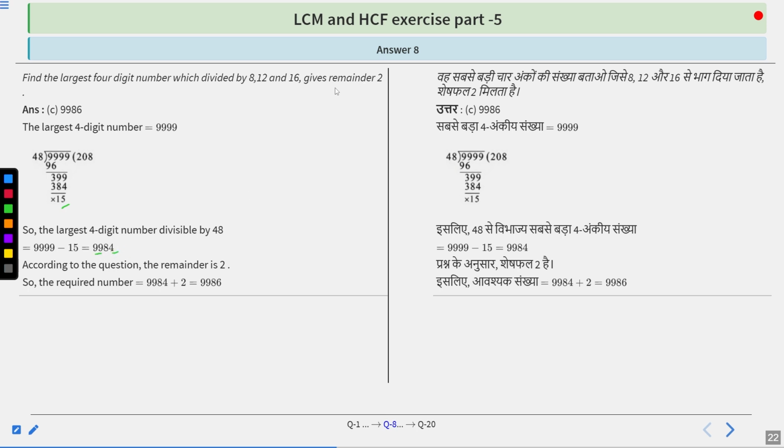But we have to take the remainder 2 also. So 9984 plus 2 is the required number. 9986, option number C is the correct answer.